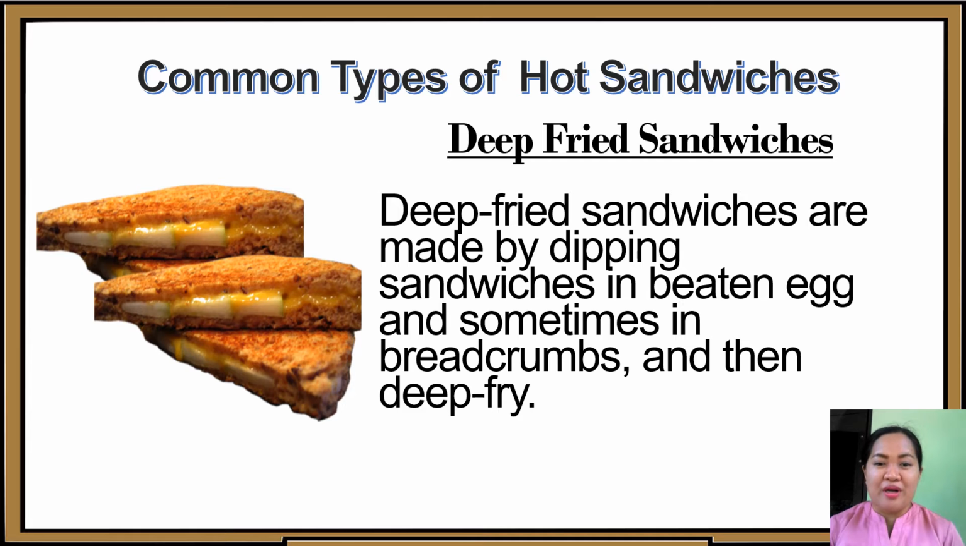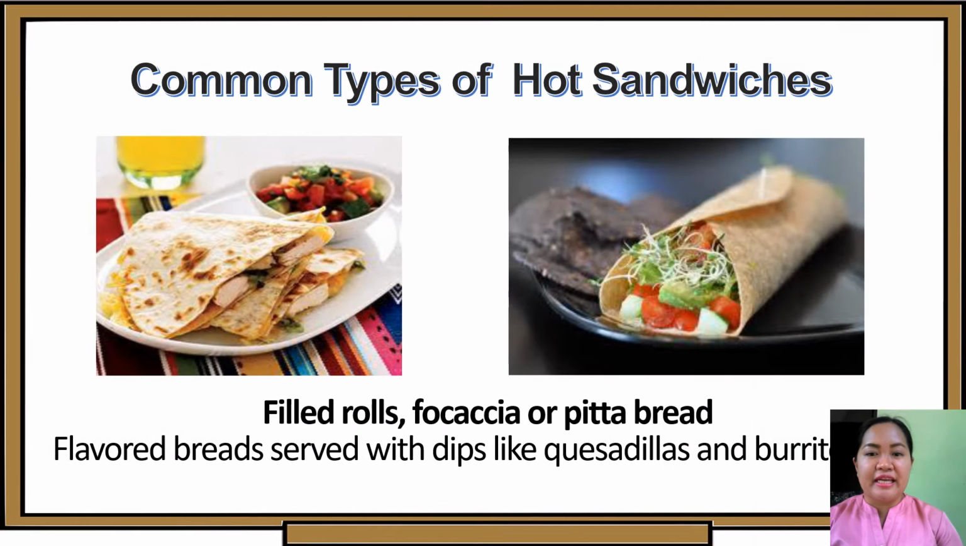Another type of hot sandwiches are deep fried sandwiches. Deep fried sandwiches are made by dipping sandwiches in beaten egg and sometimes in breadcrumbs and then deep frying. Examples are filled rolls, focaccia, or pita bread. These are flavored breads served with dips, like quesadillas and burritos.